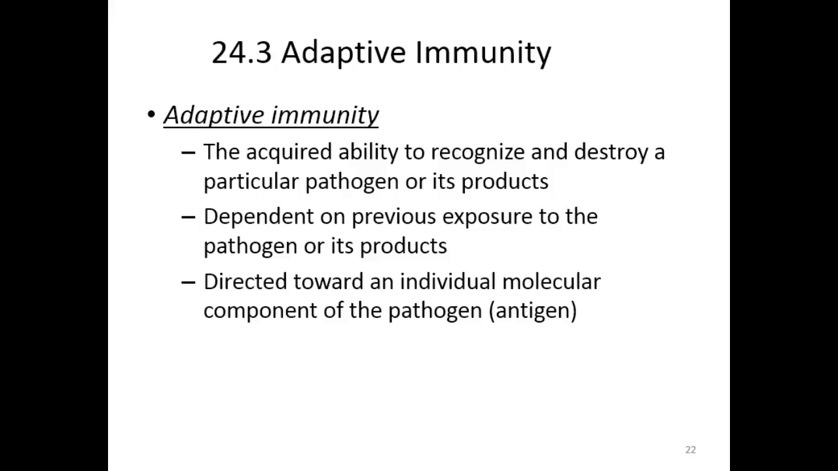Now we can move on to the overview of adaptive immunity. Adaptive immunity is the acquired ability to recognize and destroy a particular pathogen or its products. So now we're recognizing things down to the molecular level. Unlike innate immunity, it's dependent on previous exposure to the pathogen or its products. So there has to be a recognition event where the adaptive response is stimulated to respond to a specific pathogen.